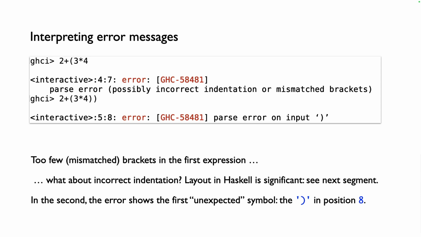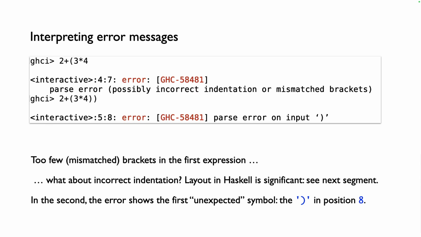What does it mean when it says incorrect indentation? Well, the answer to that is that layout, the way we lay programs out on the page, as it were, is significant to the way that they're understood. So formatting is significant in Haskell. In many programming languages, it doesn't matter how you format things. In Haskell, it does. And in the next segment, I'm going to talk about that in more detail. So at the moment, it's saying maybe incorrect indentation. That doesn't really apply here, but it's saying mismatched brackets.